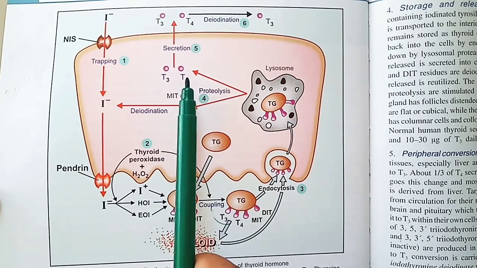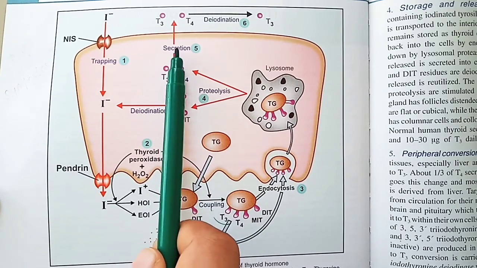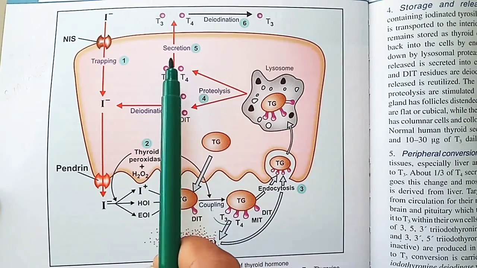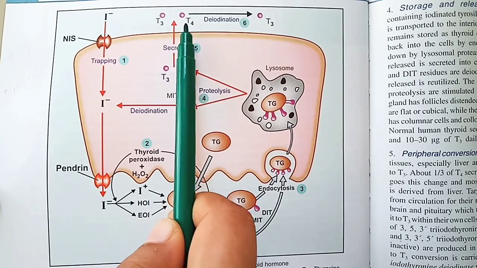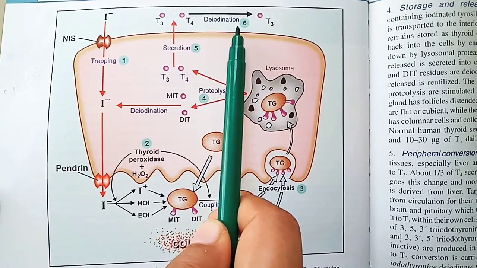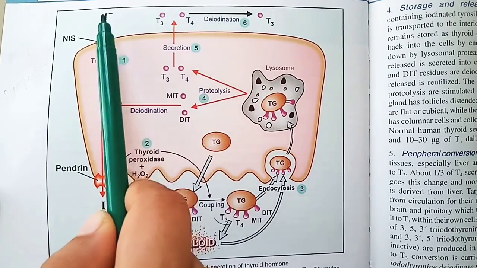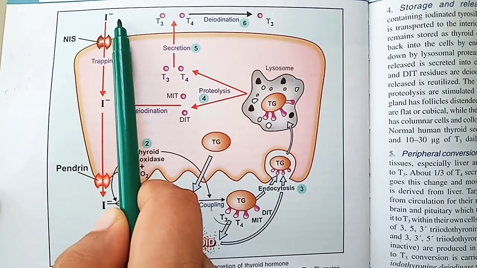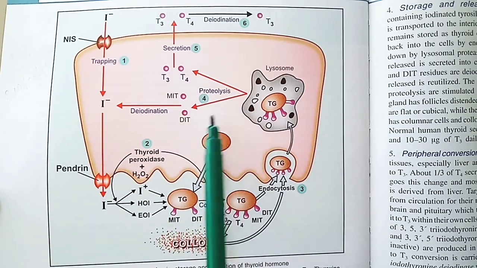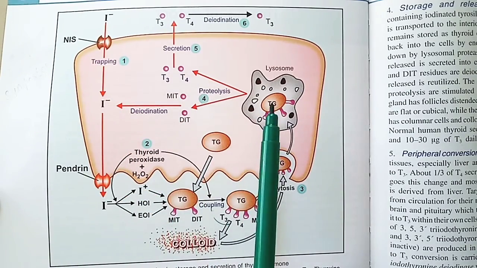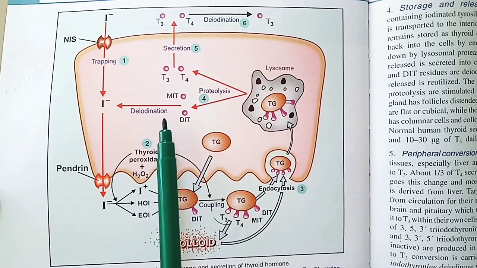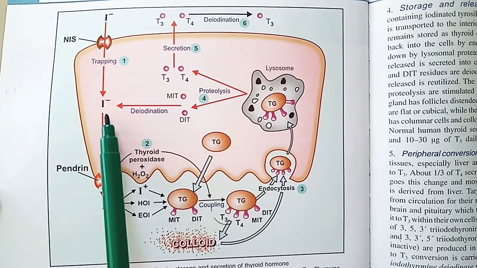And now T3 and T4 is ready for the secretion from the follicular cell whenever required by the body. As soon as T3 and T4 release, the deiodination process takes place and the iodine which was attached to T3 and T4 is released. And again in the surrounding, the iodide ion is ready. Another is the MIT and DIT, which was released from thyroglobulin, goes for the deiodination process and releases the iodide ion.